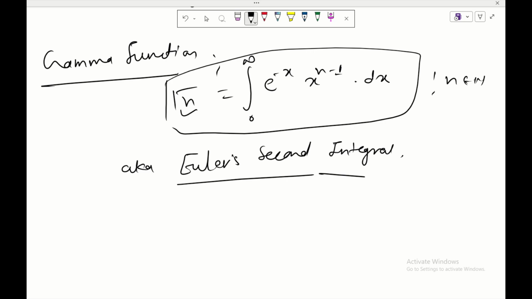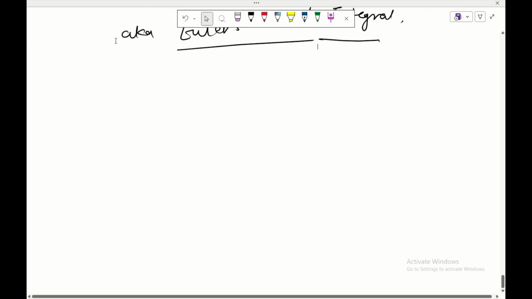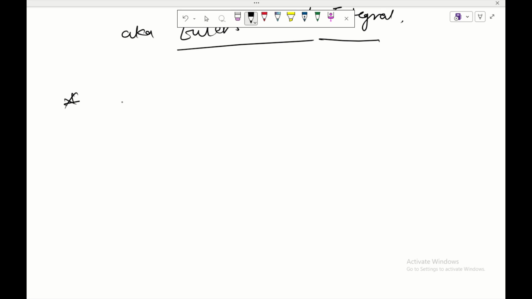Now, do you know Euler's first integral? We have seen in the last class, that is the beta function. Okay, now we will see the recurrence formula for gamma function.